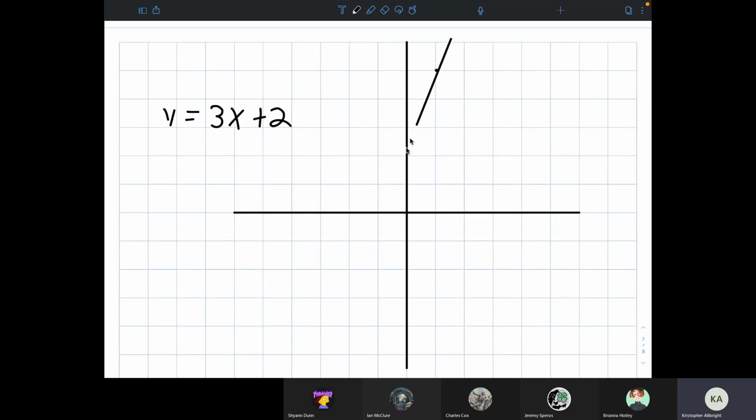So this is what this graph is going to look like. It looks pretty steep in general. It goes up and down pretty far, and left and right, not a lot. So there are a couple different ways we can go after problems like this to graph stuff.